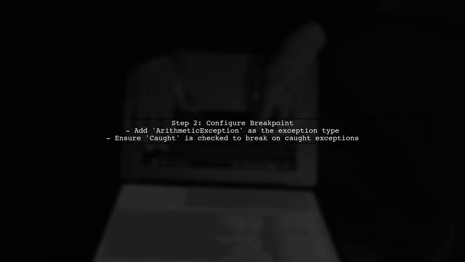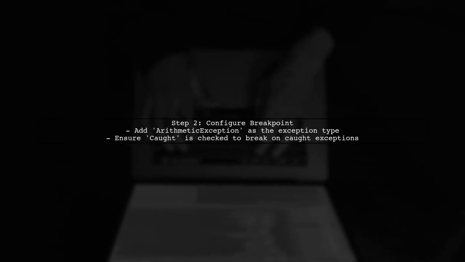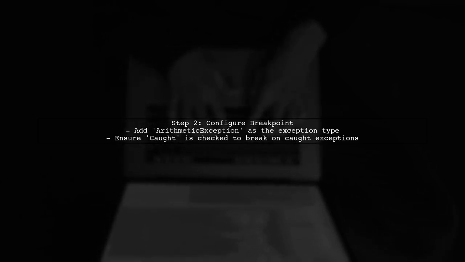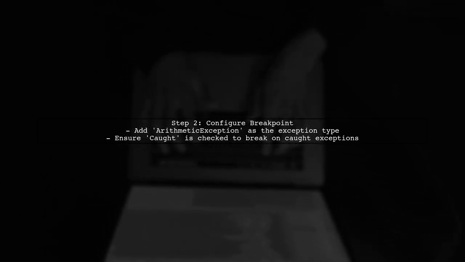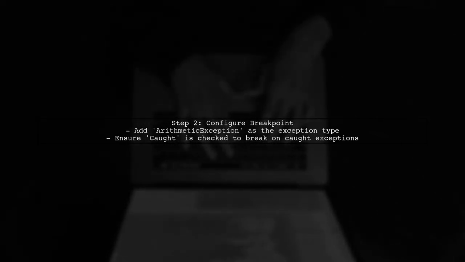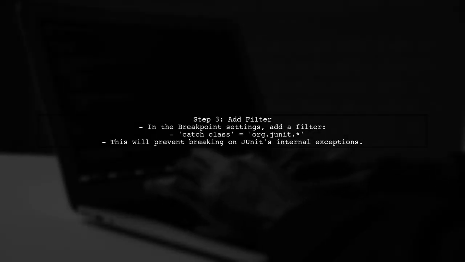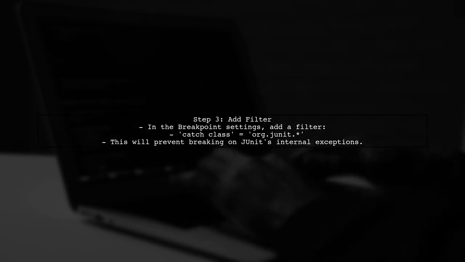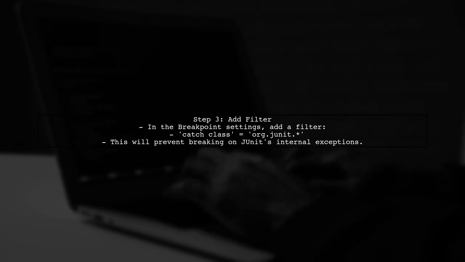Next, we want to specify the type of exceptions we want to break on. In this case, we are interested in arithmetic exceptions that are thrown during our tests. However, we need to refine our breakpoint settings. Since JUnit catches exceptions, we will add a filter to avoid breaking on exceptions caught by JUnit.